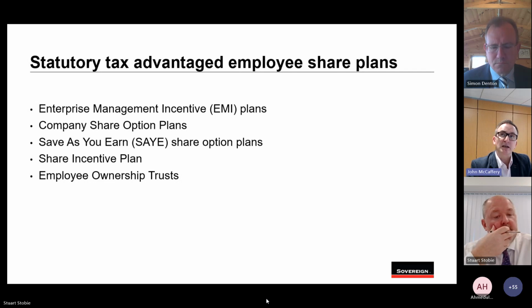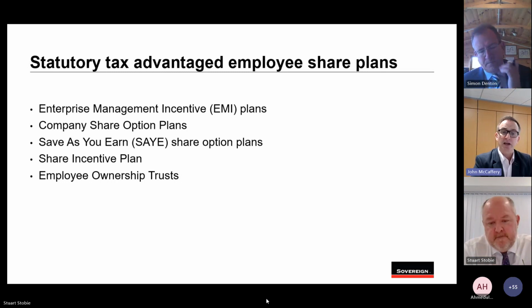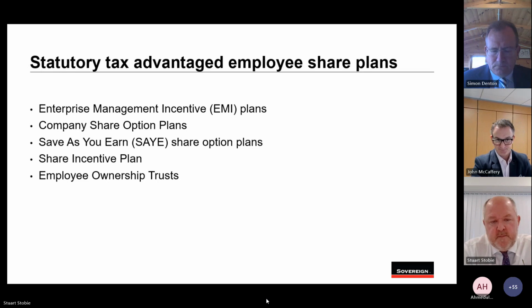Similar conditions, except for the fact that on disposal, you don't get the 10% rate of tax. You are at standard capital gains tax rates, which are currently around 20% if you're a higher rate taxpayer. Yes, thank you. A lot of listed entities use company share ownership plans.